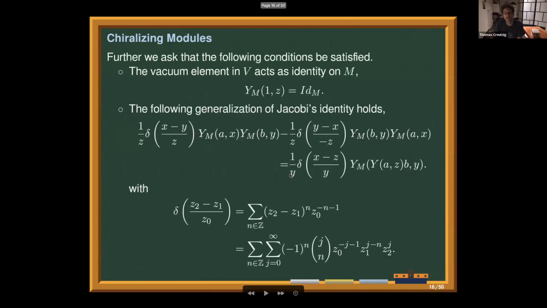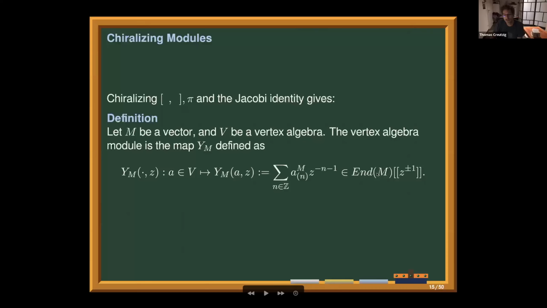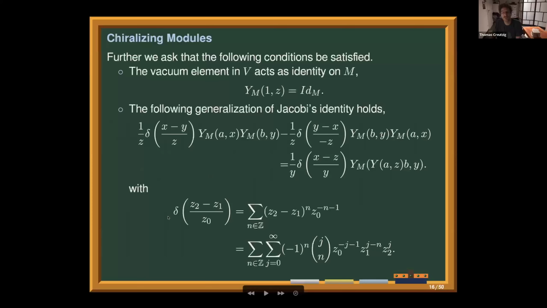So the only difference in this definition of a field for a module is that here we have End M instead of End V. That means operators on the vector space M and not V. And now one wants these fields that act on the modules also to satisfy a certain identity, but now the locality condition is maybe not optimal, and it's more natural to exactly lift the Jacobi identity of Lie algebras, and the lifting of that gives an identity that is of this type.